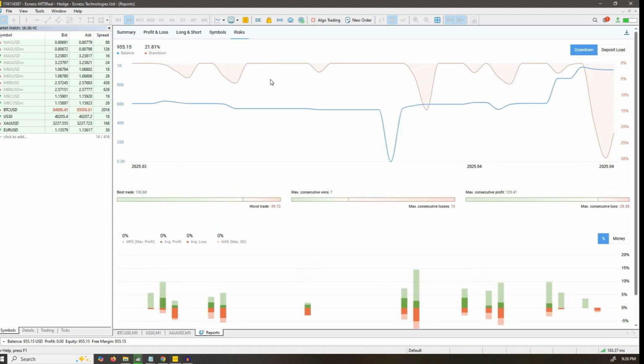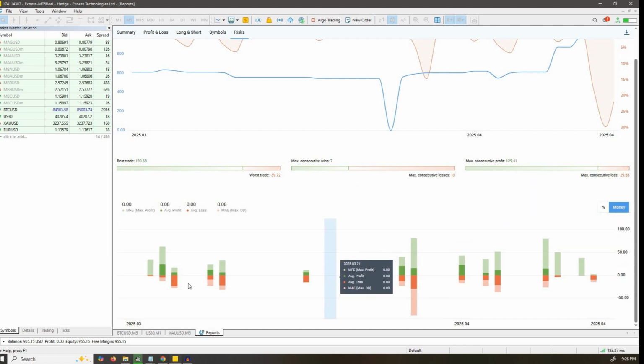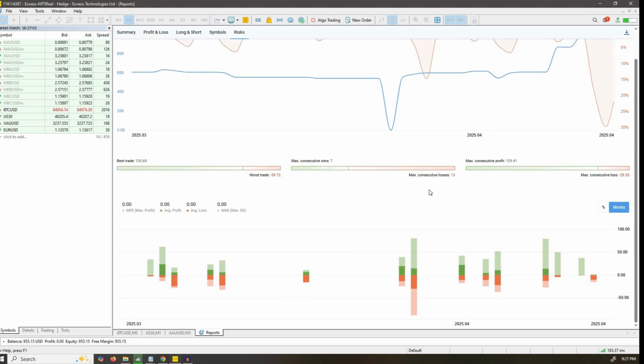Next, go to the Risk tab. Here you will see your best and worst trades, maximum consecutive wins and losses, maximum consecutive profit and losses. This is how you read your MT5 trading report to improve your strategy and become a successful trader. I hope you learned everything clearly.